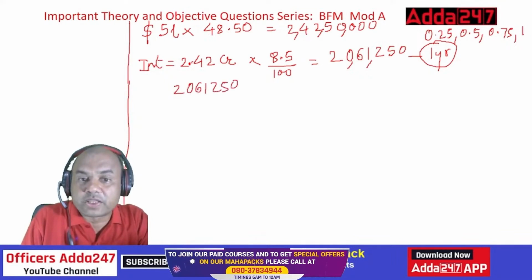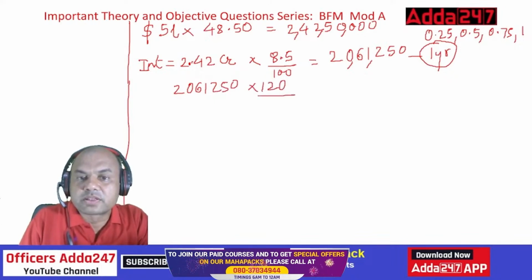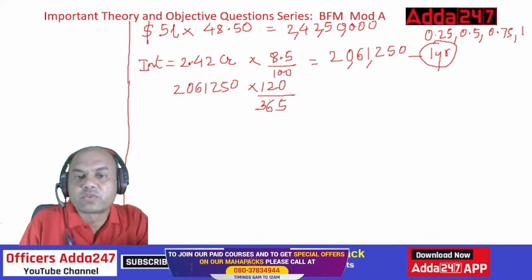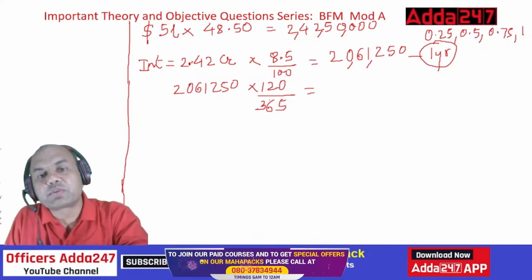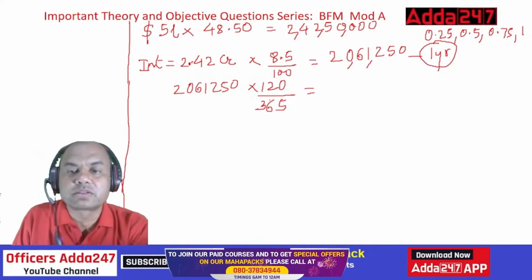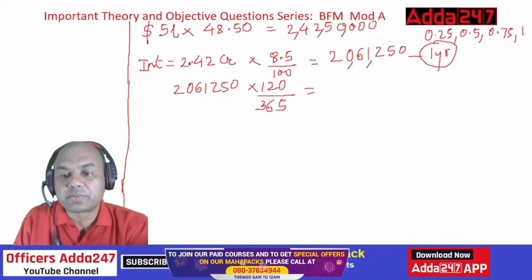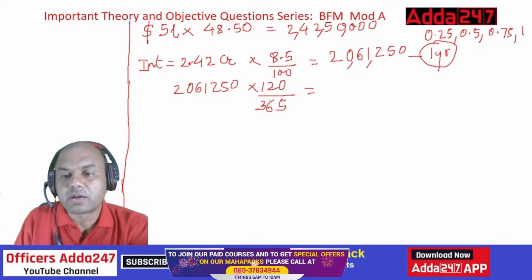2061250, which is for 1 year, into 120 upon 365. Because if this interest is this much for 365 days, then for 120 days I have to multiply it by 120 upon 365. Let me do it. So now what am I getting? 677671, right?